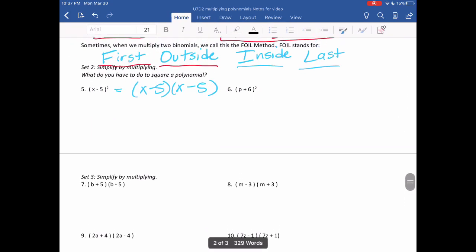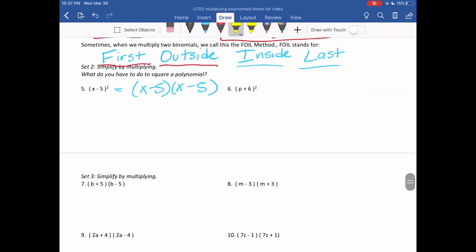So here we go, ready? First, outsides, insides, last. So first would be x and x. So x times x is x squared. Outsides, x times negative 5, negative 5x. Insides, that would be this negative 5 here and this x here. They're on the inside, so negative 5x. And last, the last terms would be negative 5 and negative 5. So negative 5 times negative 5 is a positive 25.